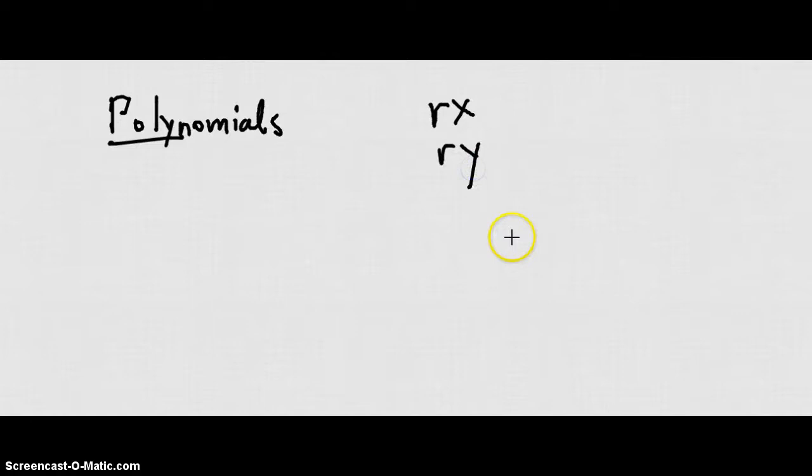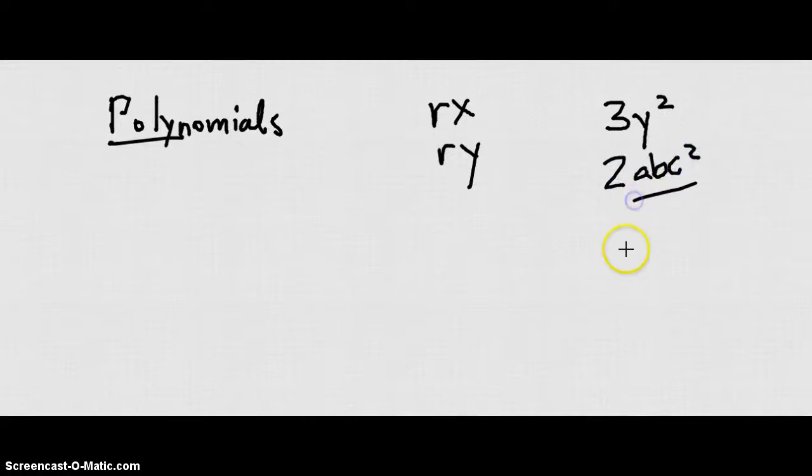So today we're talking about polynomials, which we've talked about a monomial before, but now poly means many, mono means one. So before we were talking about one term, something like 4x or 7y, something like 3y squared. That's a monomial. 2abc squared. They're all multiplied, so it's a monomial, just one term.